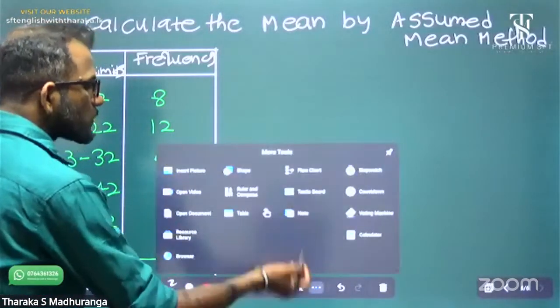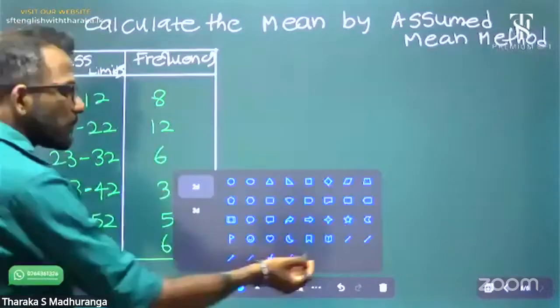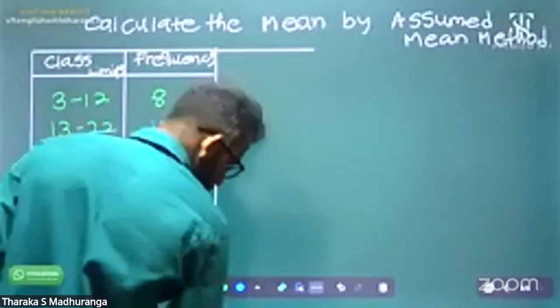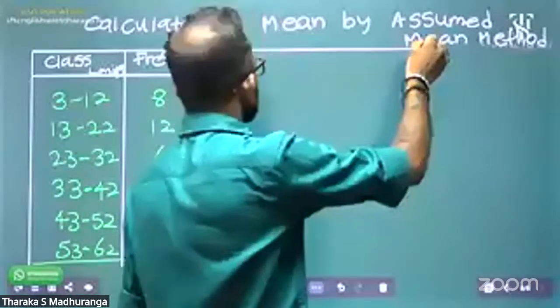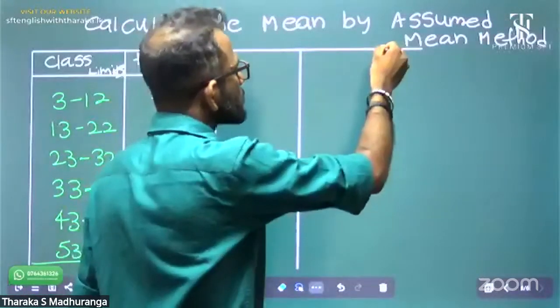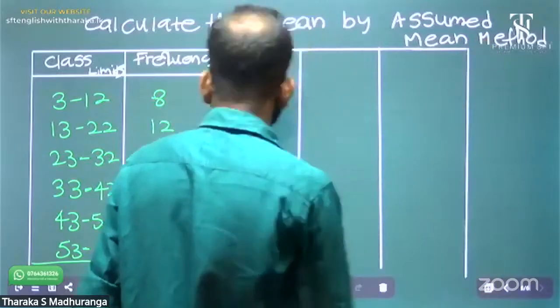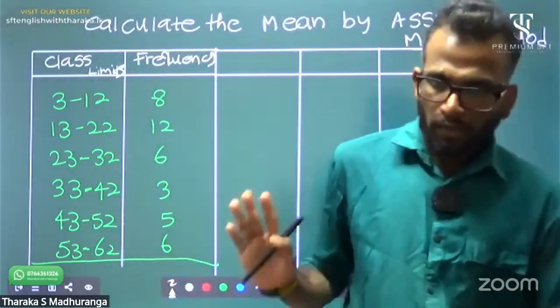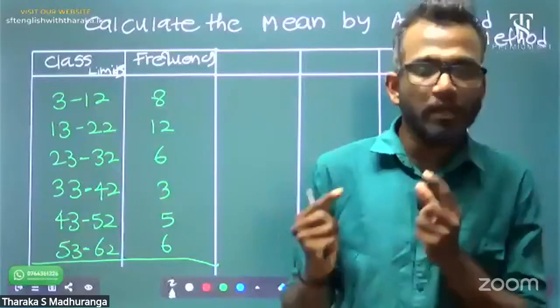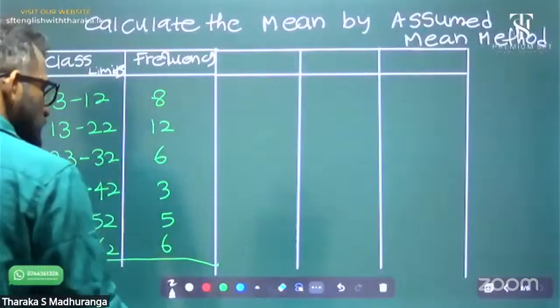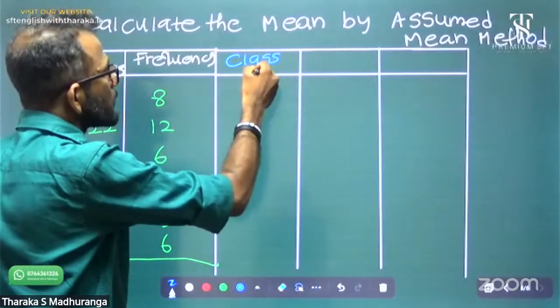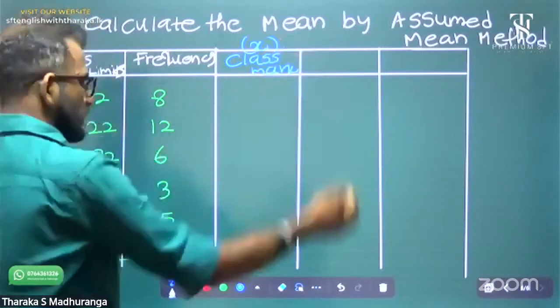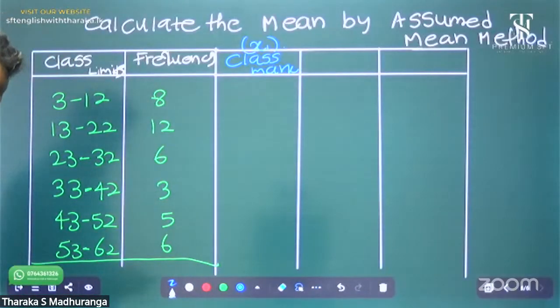For calculating the mean by the assumed mean method, you need another 3 columns. First one, second one, third one. I'm going to explain how to get the mean of this distribution using the assumed mean method. The first column is the class mark. Class mark means Xi, right? Can you calculate the class mark column quickly? We did class mark previously, right? Please fill this table.